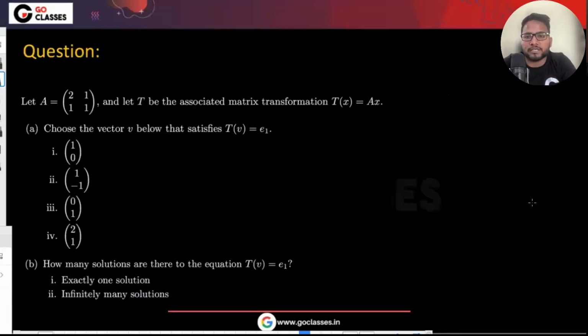Okay, let's do more examples. Probably you will get to understand more. Let's see this question. Let T be the associated matrix transformation, T(x) equal to Ax. Choose the vector v below that satisfies T(v) equal to the given vector. Okay, that is 1, 0 by default. Which vector is giving you 1, 0?